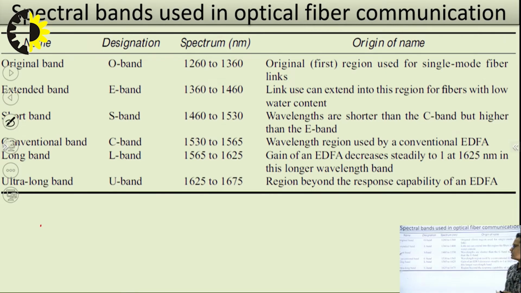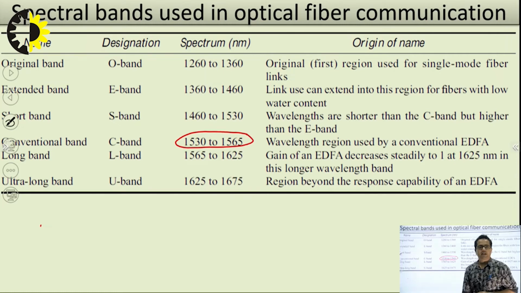The next is the C band, also called the conventional band. The range of wavelength varies from 1530 to 1565 nanometers. As we have already discussed, we mainly concentrate on 1550 nanometers, because the amplifier called the erbium doped fiber amplifier is available in the 1550 nanometer range. So whatever information we are going to transmit, we will concentrate on 1550 nanometers for long haul communications.